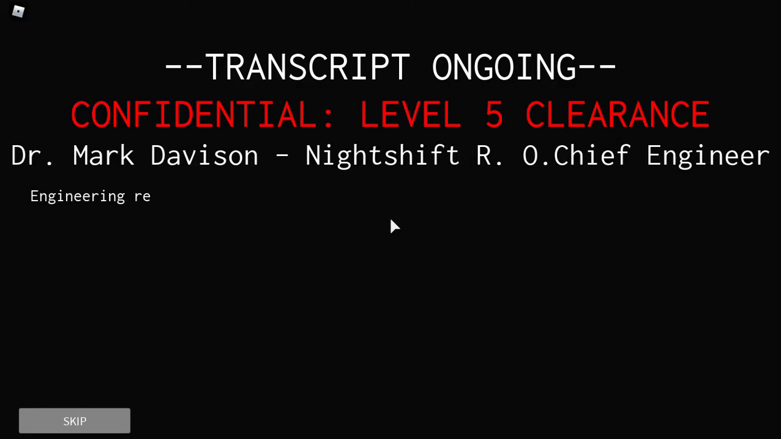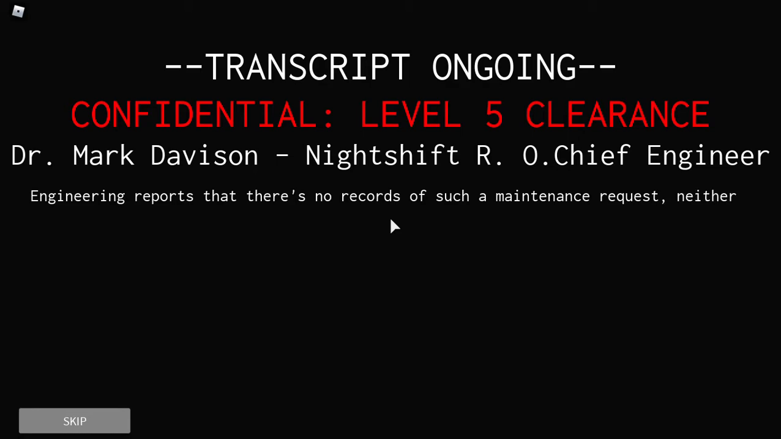Engineering reports that there's no records of such maintenance request. Neither does Informations. Protocol states that during any software reviews that are relevant to the DMR operations must be conducted during the DMR's off time.